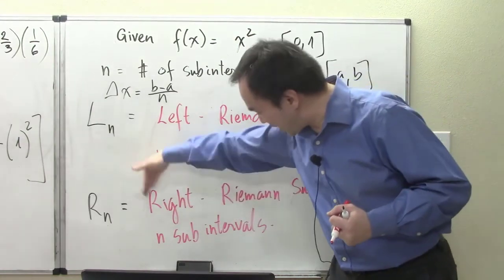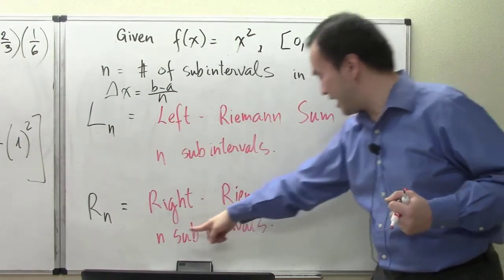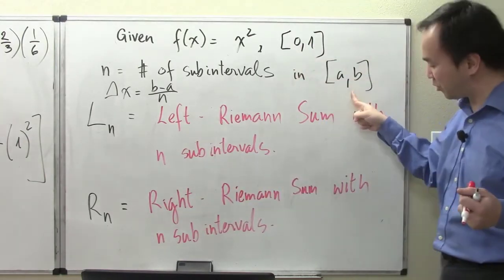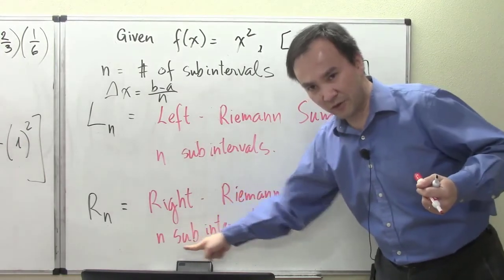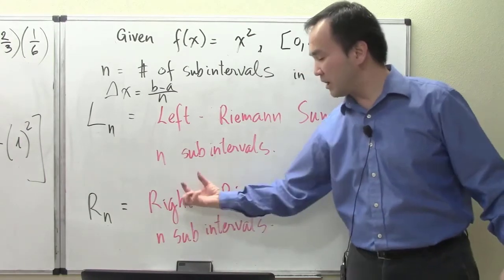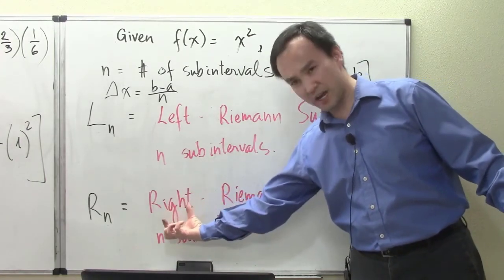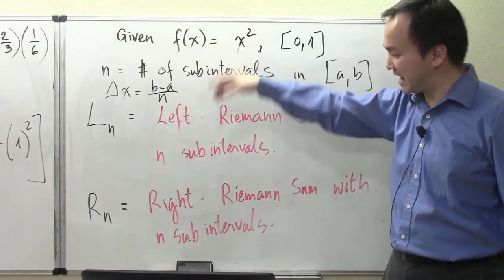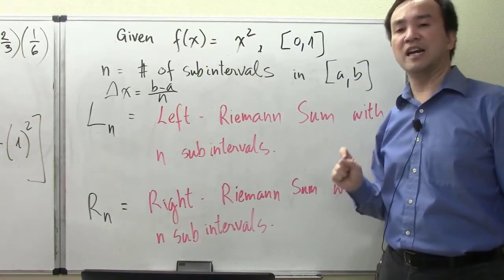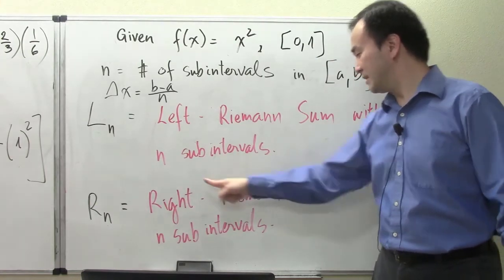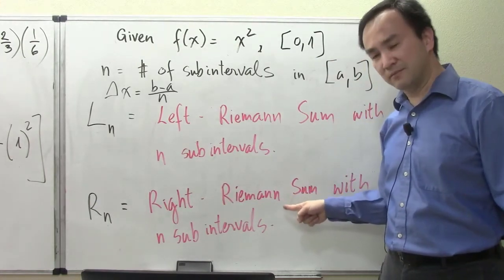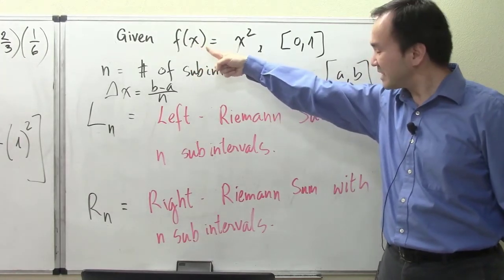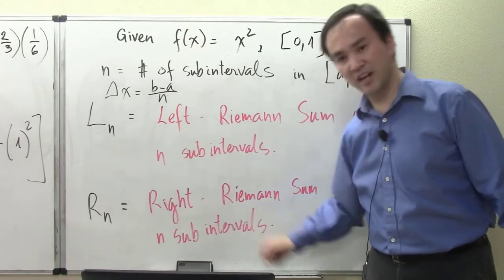But the right Riemann sum with n subintervals means that we break our total interval from a to b into n subintervals, of equal width again. But on each subinterval, we pick the right endpoint and substitute that into the function. Then from that we obtain the height. So the height, according to the right endpoint rule for the Riemann sum, is the function value at the right endpoint on the current interval.